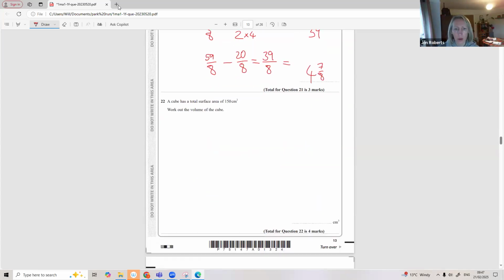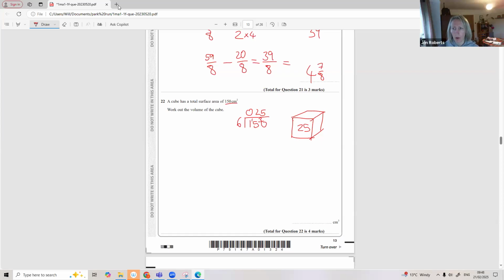A cube has a total surface area of 150 centimeters squared. Imagine a cube, it's got 6 faces, right? The total surface area, the total area of all those faces added together gives you this. Because it has 6 faces, I'm going to divide it by 6 first to work out the area of each face. 6 into 1, 0, carry the 1, 6 into 15, 6, 12 is 2, remainder 3, 6 into 30 is 5. So the area of each face is 25.